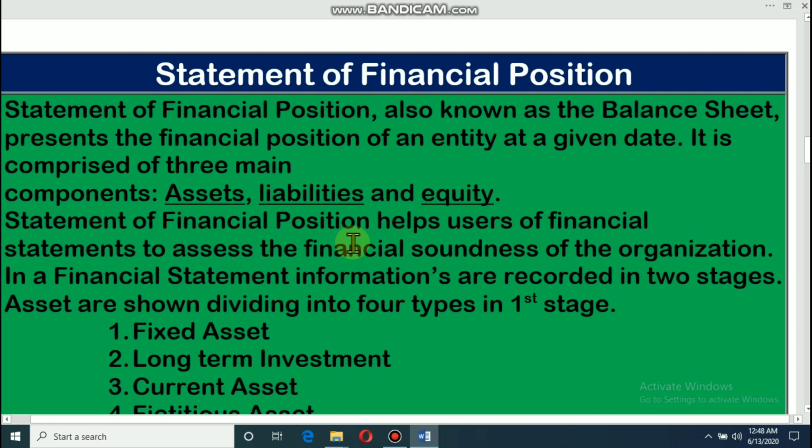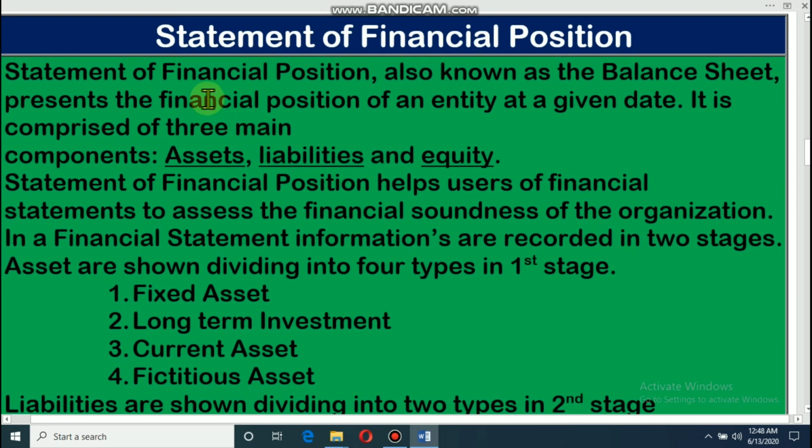The statement of financial position. Dear student, statement of financial position, also known as balance sheet, presents the financial condition of an entity at a given date. That means financial position is prepared at the end of a particular period and on a specific date. It is comprised of three main components: asset, liabilities and equity.